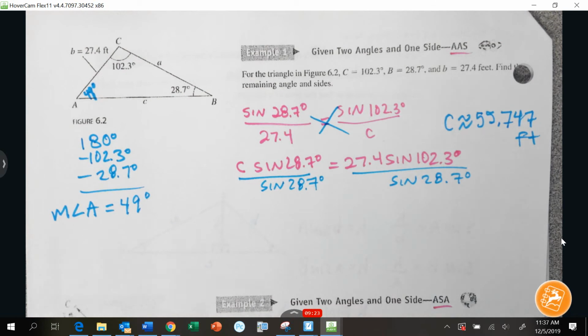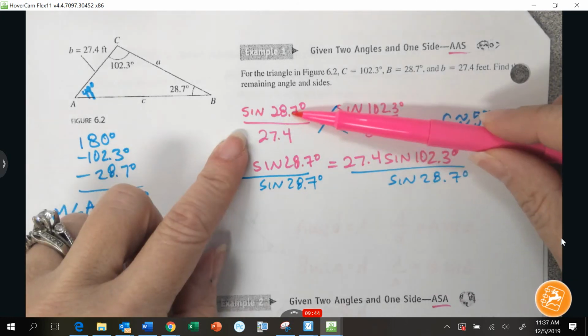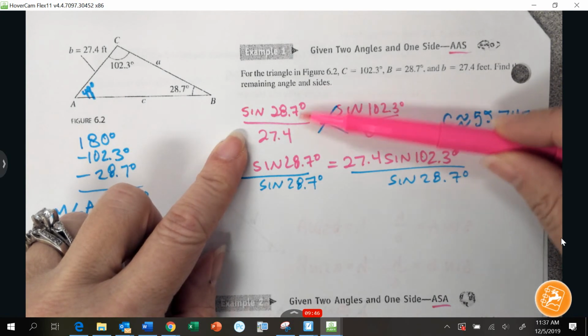So now, when I go do the second part to find side A, I am not going to use side C, just in case I found C wrong. You know, maybe I typed something wrong in my calculator. It happens, I do it all the time. I don't want to find side A off of a wrong answer, so I'm going to go back and use B again, because that one I know for sure, that's what's given to me.